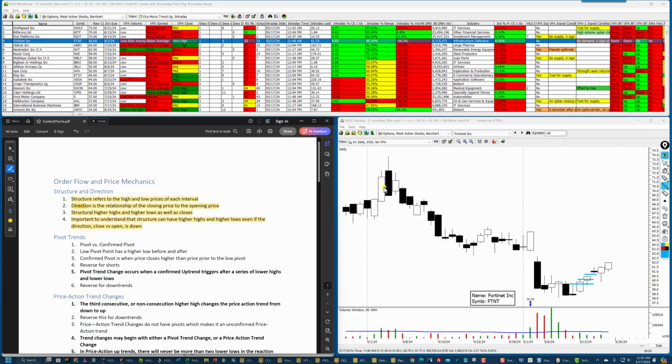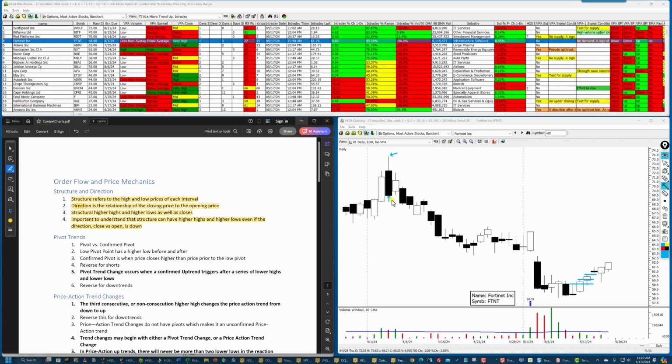Now I'm going to move over here where, from what I see on the chart right here, this was breaking out into an uptrend and looked like it was going to go higher. But then the structure changed. Remember, structure refers to the high and low prices of each interval. Here's the high. Here is the low. And the direction also changed. Direction is the relationship of the closing price to the opening price. So what looks so positive on these two days, structurally it changed on this one day.